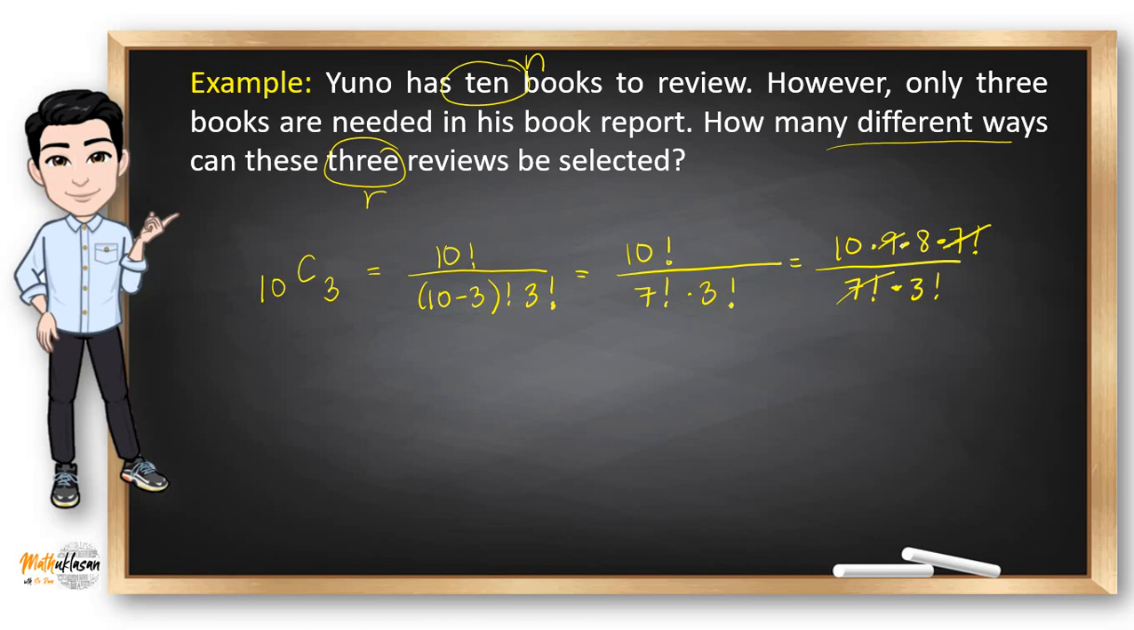And then, I think I need to rewrite it first here. So 10 times 9 times 8, 7 factorial was already removed. Here we only have 3 factorial, which is equal to 3 times 2 times 1. So 9 divided by 3 is 3, while 8 divided by 2 is 4. So 10 times 3 times 4 is equal to 120. You can verify our answer, okay, using the calculator. So Yuno has 120 ways to select 3 books for his book report.